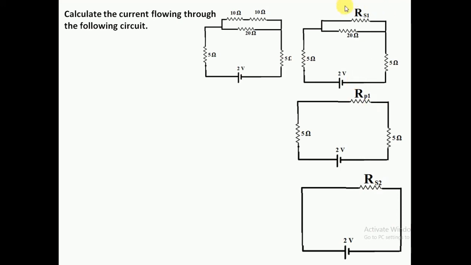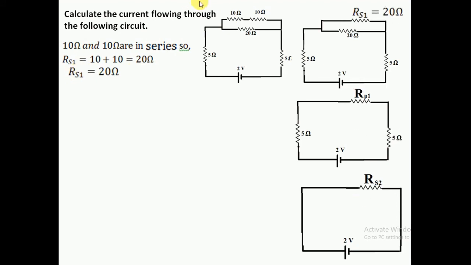So let's find the value of rs1 first. So this is my first simplified circuit. As we all know, these two 10 ohms are in series, so rs1 is 10 plus 10. So this is the formula for series 1. So rs1 is the combination of 10 and 10, so 10 plus 10 is 20. So I got rs1 to be 20. So out here I'll write the value, near rs1 I'll write 20 ohm.